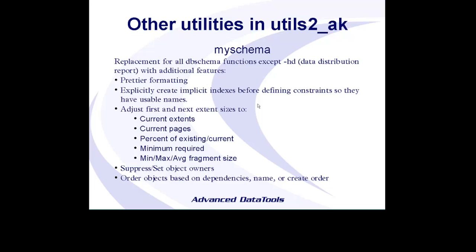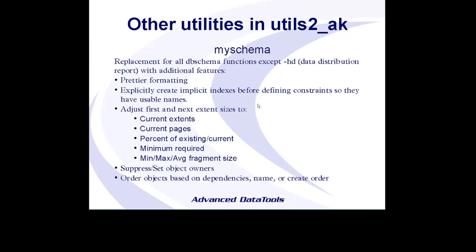The output ordering is optional. By default, it runs in create order, but optionally you can set it to output the objects in name order, or you can direct it to output in the latest version of my schema in dependency order. So it will order your tables so that dependent tables are created after the tables they depend on. Okay, that was put in there to improve the processing for my dbexport replacement utility, myexport. But it's there for you to use.